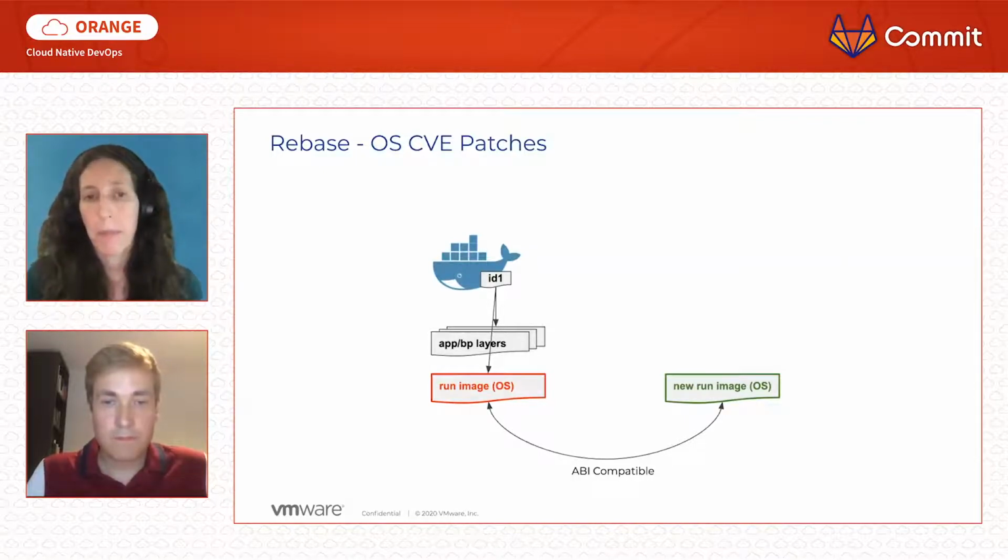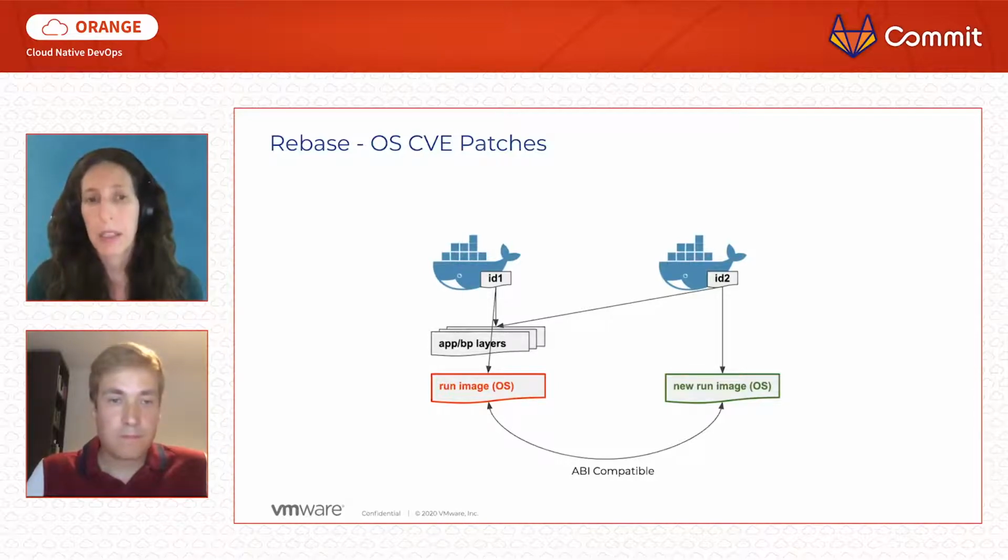So an OCI image is represented by a manifest that has pointers to these various layers. With a rebase operation, you get a new image, a new manifest file, which has its own new SHA, but the pointers in that new manifest are pointing to the same application or buildpack layers as the previous image, and only the pointers to the run image are updated. This operation happens within a few seconds on a local machine. It can happen in sub-second on a registry.